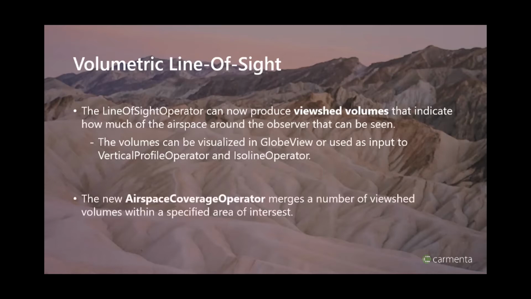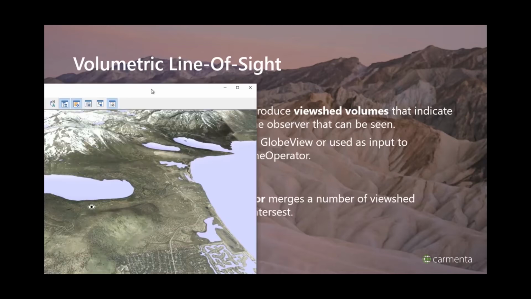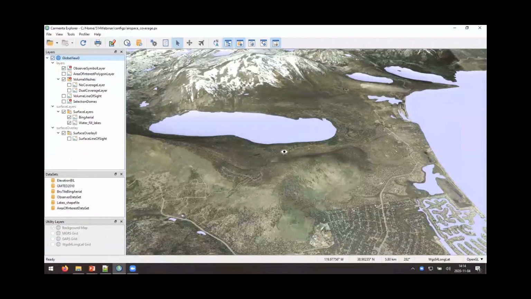But in addition to this feature in the line of sight operator, we've also done a new operator called the airspace coverage operator. And what it does is that it merges a number of these viewshed volumes within a specified airspace of interest. So it gives you an easy way to figure out how much of this airspace am I actually covering with my observers. This might sound a little bit tricky to understand, so let's just have a look at a few examples of how this functionality actually works.